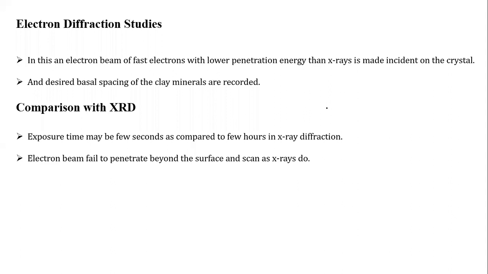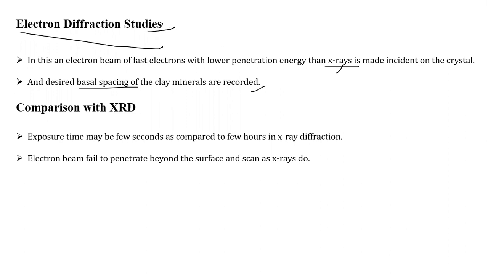Another experiment is called electron diffraction studies. It's quite similar: fast electrons with a lower penetration energy than X-rays. It is almost the same as X-ray diffraction; the only thing is that the efficiency is much higher than X-rays. These electrons penetrate at very low energy compared to X-rays, and the basal spacing, the clay spacing, is recorded. So in electron diffraction we also use the basal spacing calculation. Electron diffraction is nothing but this: here we use X-rays, there we use fast moving electrons. That is the only difference.